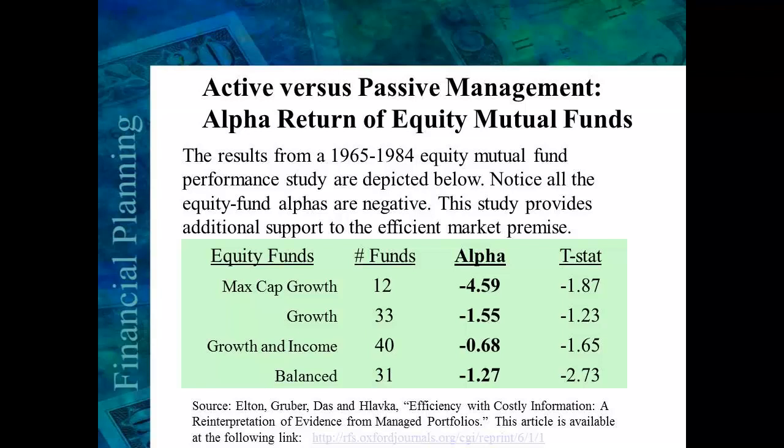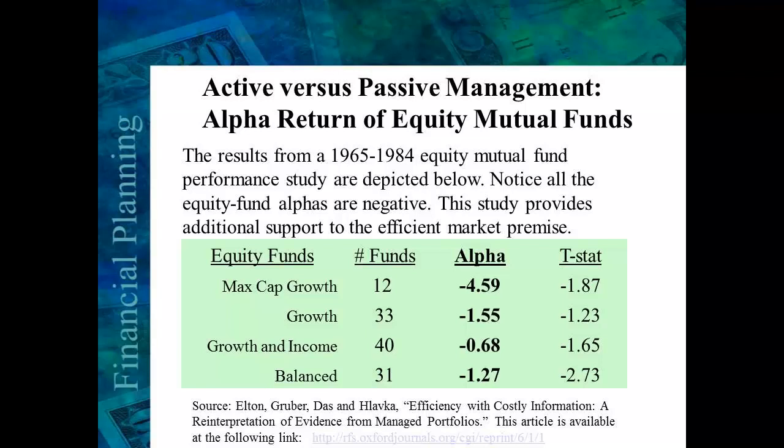The results from a 1965 to 1984 equity mutual fund performance study are depicted below. Notice that all the equity fund alphas are negative. Again, the evidence suggests that mutual fund managers as a group do not demonstrate an ability to beat passive index strategies.